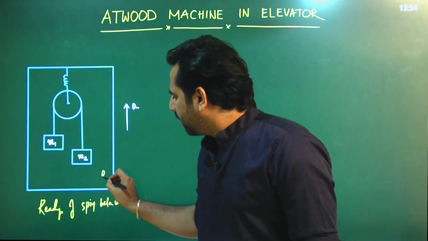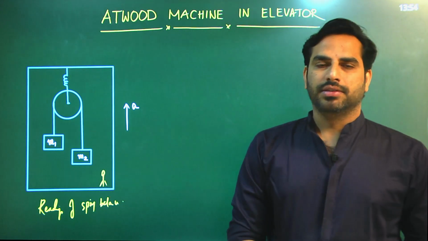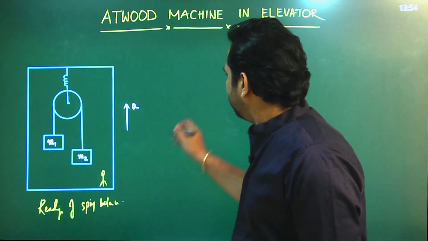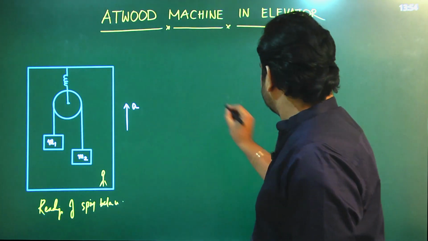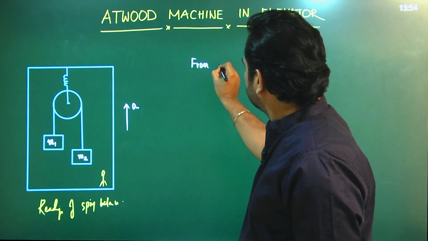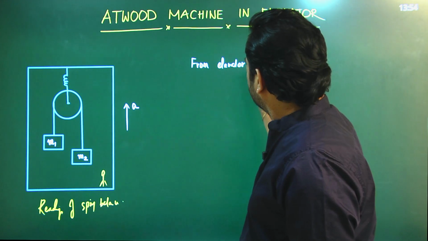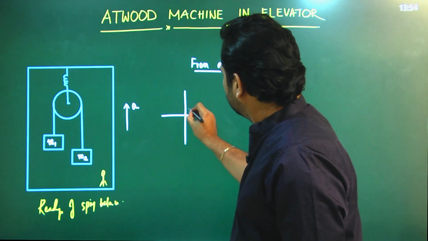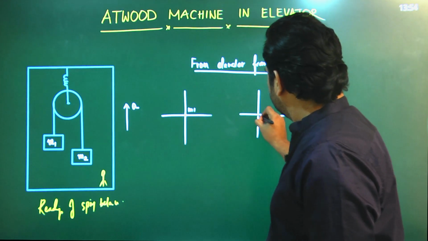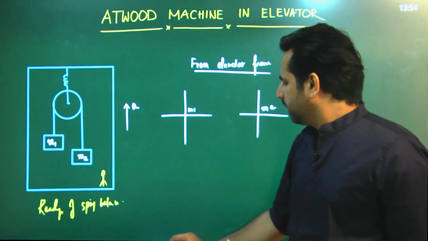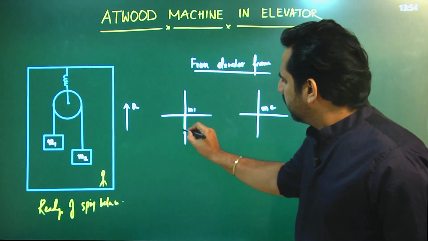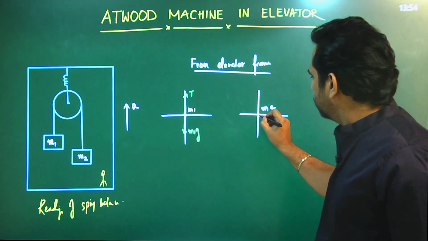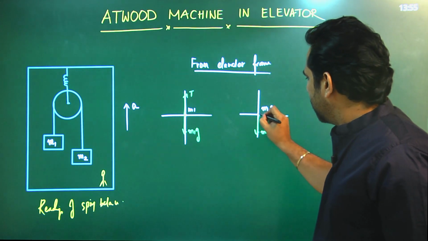If we work from the elevator frame of reference, then it becomes a simple Atwood machine and it is easy to work on this. So we'll work from the elevator frame of reference. From the elevator frame, I am drawing the free body diagram of M1 as well as M2. Now on M1 there is force M1g and tension T. On M2 there is force M2g and there is T.